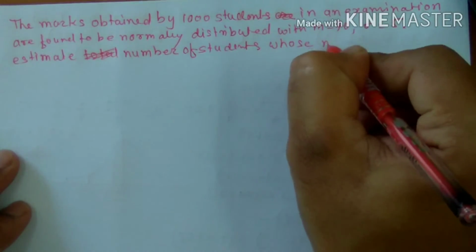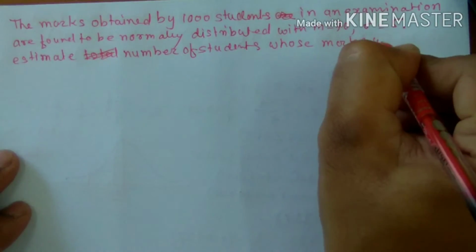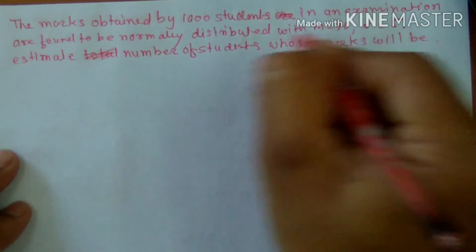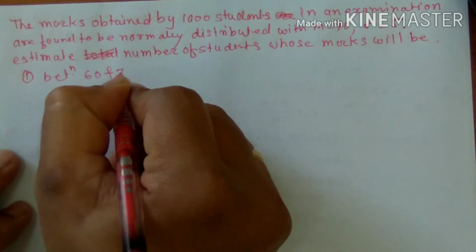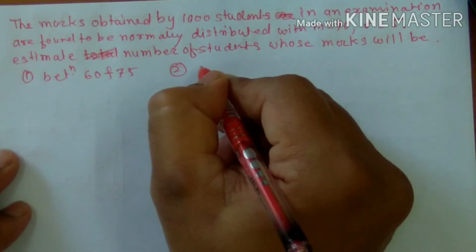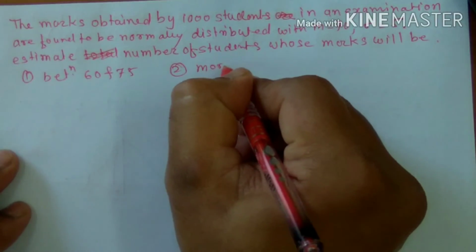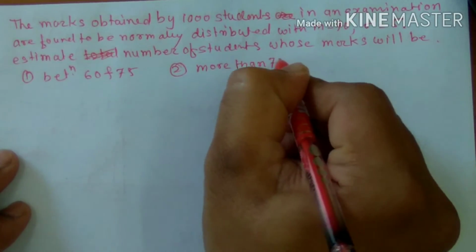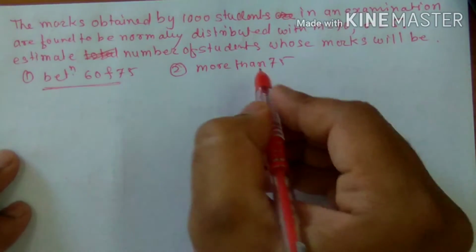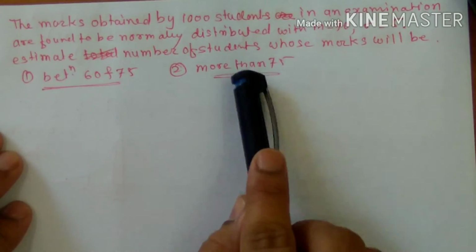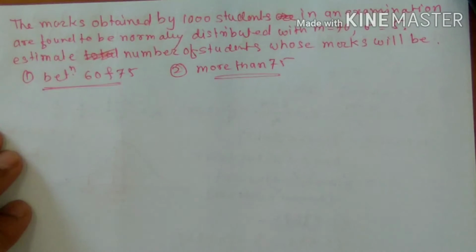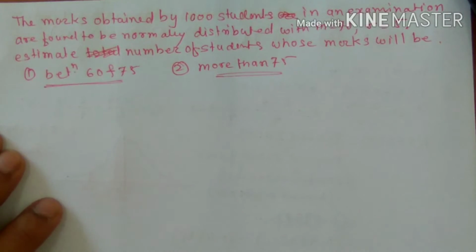whose marks will be number 1 between 60 and 75 and number 2 more than 75. I'm going to deal with the first problem. The second I'm leaving as homework. Why? Because I have already discussed this type of example in the previous video. So you just see once again.